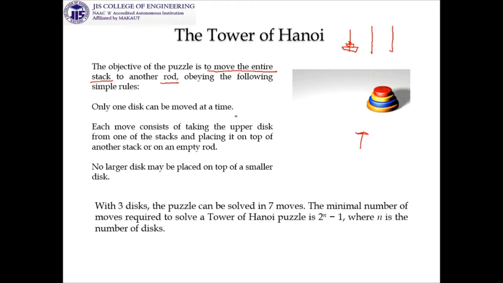Only one disk can be moved at a time. You can't pull all three and insert them somewhere so that the job is done. Next, each move consists of taking the upper disk from one of the stacks. You can't pull out the middle one and place it elsewhere; it is not allowed. Only the upper one you can bring, and then put it on another stack or on the empty rod. The next one is most important: no larger disk may be placed on top of a smaller disk. Suppose you have taken a smaller disk from here and placed it here.